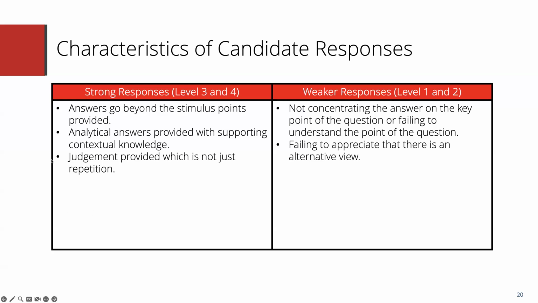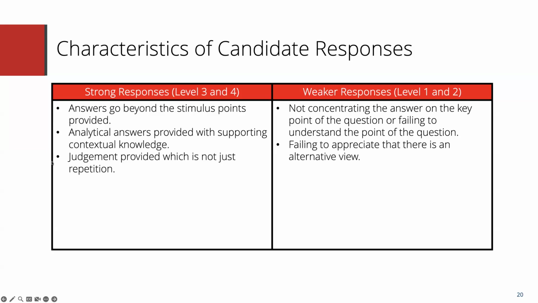Right. So, the last thing I wanted to go over quickly, whilst you're jumping ahead to the next mark scheme, is something good to think about. I tried to categorize it as straightforwardly as possible, again, not to overburden. Strong responses: the answers go beyond the stimulus points provided, or what's mentioned in that statement. Analytical answers are provided with support and contextual knowledge. So that analysis links more into AO3, and the support and contextual knowledge is AO1. The judgment provided is not just repetition.